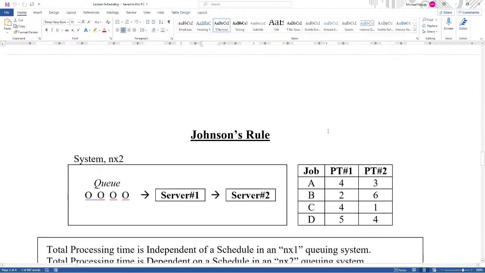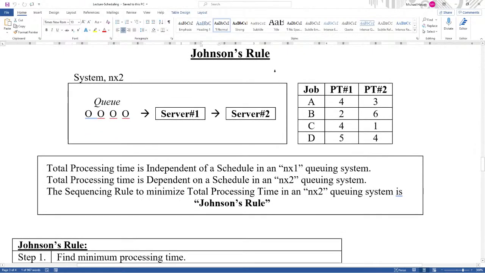Okay, now let's go to an N by 2 system. In an N by 2 system, we have 4 jobs. Now we have 2 servers in series. And by the way, there's a lot of different Johnson rules. This is only one version of the Johnson rule. Since we have 2 servers, I have 2 sets of processing time. Processing time for the first server, processing time for the second server.